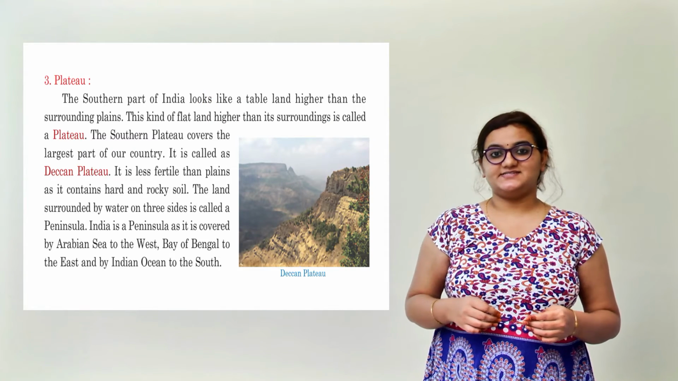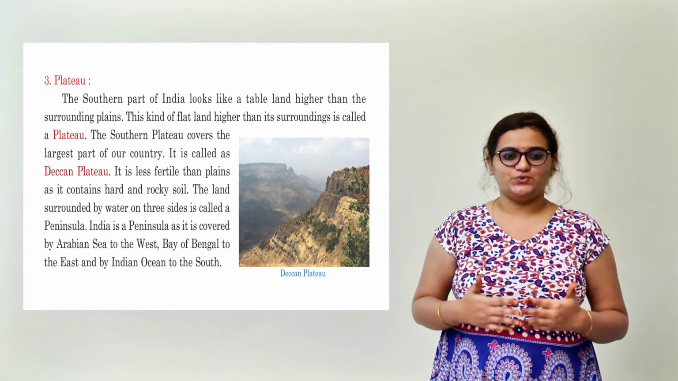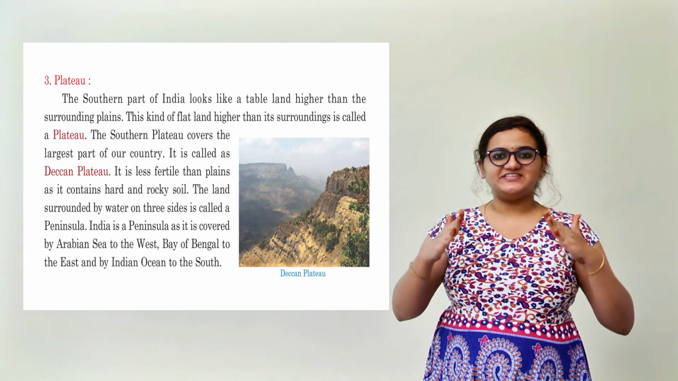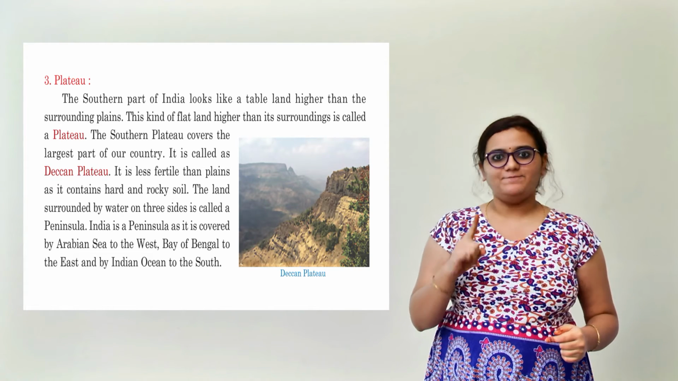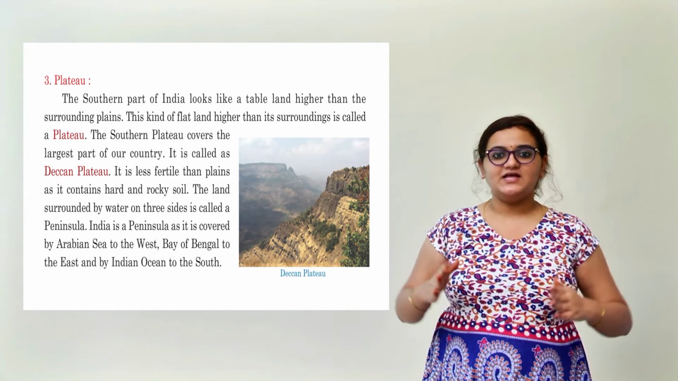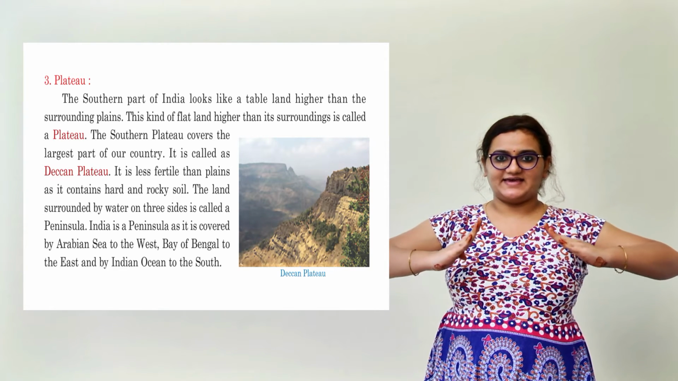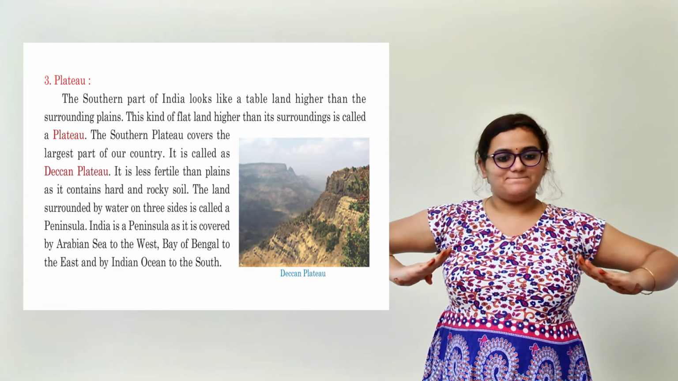Now, let us discuss the third landform. What is it? Plateau. What is a plateau, children? A tableland which is higher than the surrounding plain is called a plateau. So how is a table? Slowly the land is flat and plain, and then it rises like a table, and then again it becomes flat. So this is known as plateau.